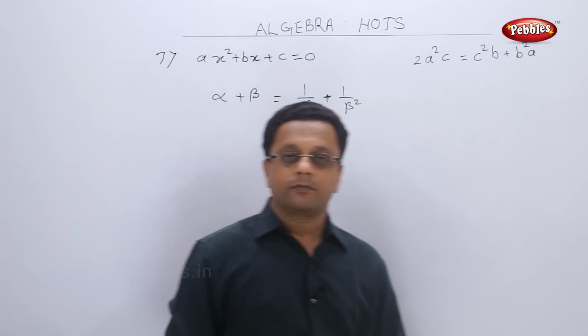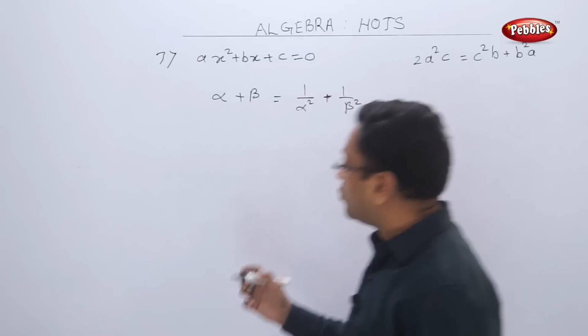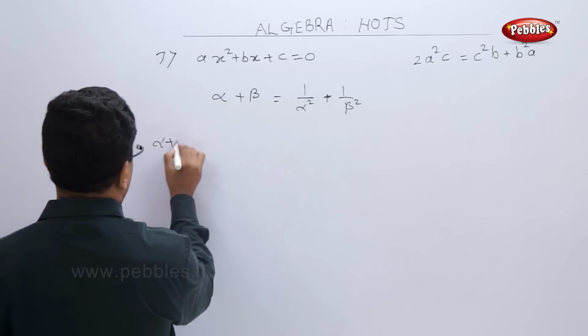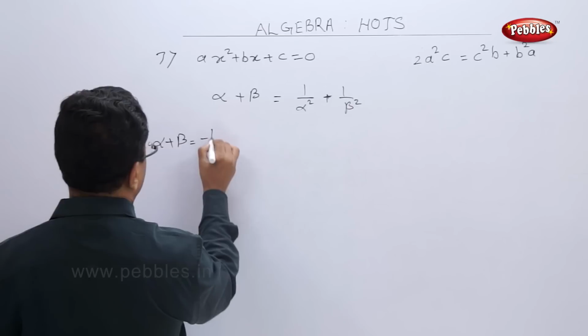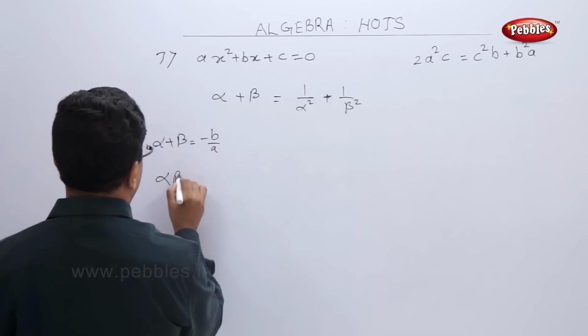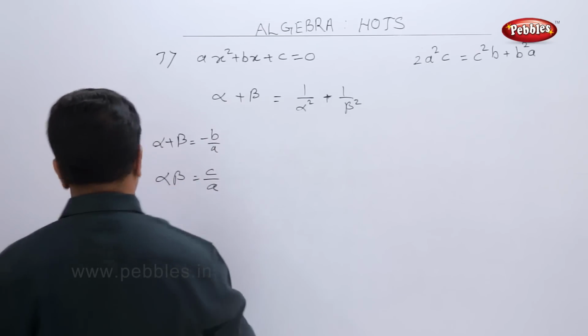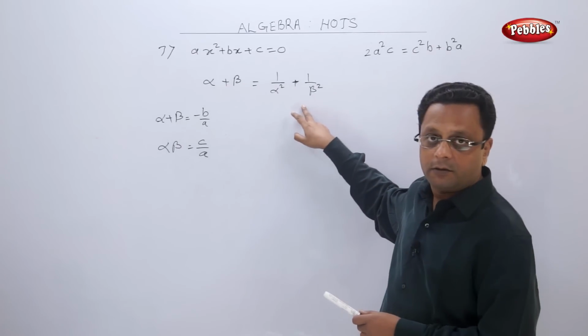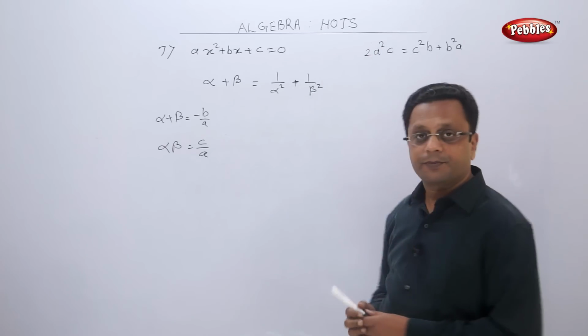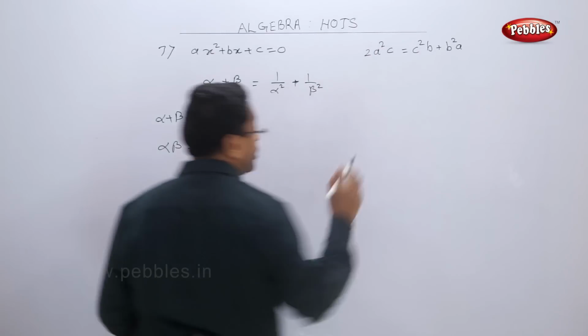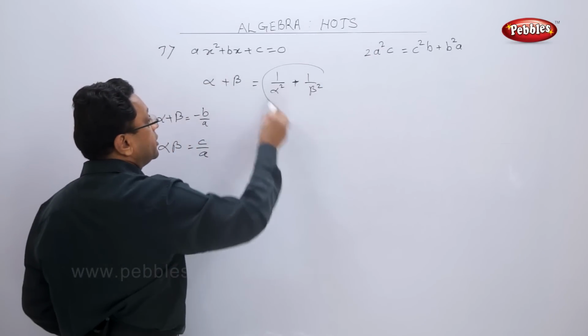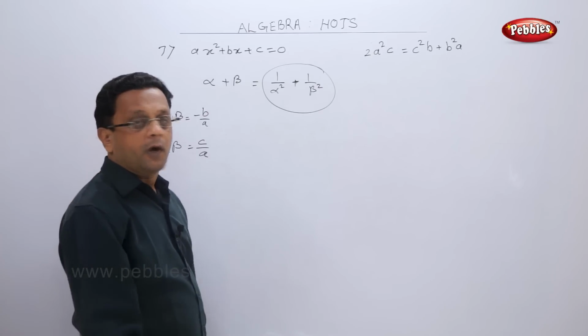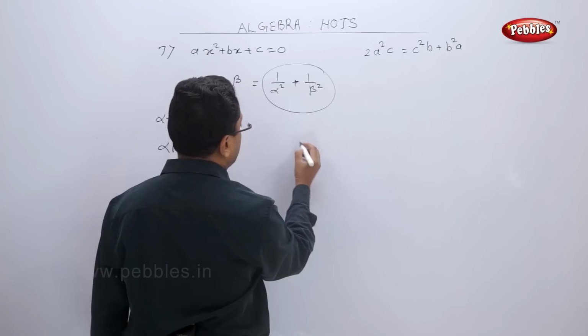Very simple. First of all, remember, we know that alpha plus beta is equal to minus b upon a, and alpha beta is equal to c upon a. Now as this is given, we will directly solve this and we will get this. The only tricky part in this is solving this part. How will you solve this? Cross multiplication.